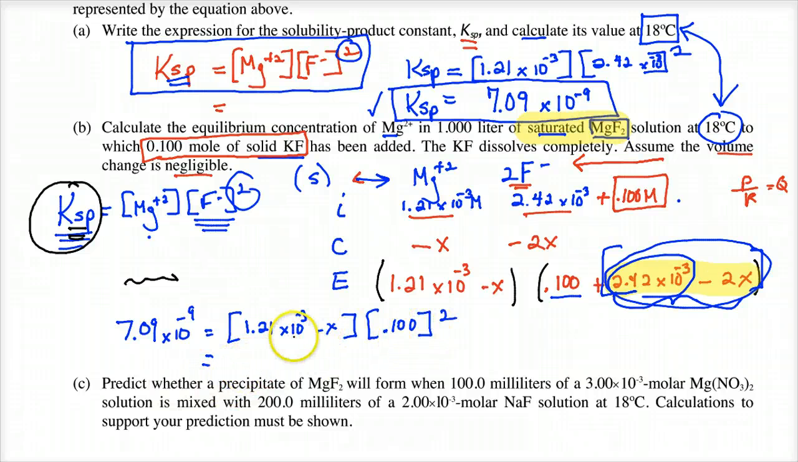When I square this and multiply it across, I get 7.09 times 10 to the negative 9 is equal to 1.21 times 10 to the negative 5. I just times it by 0.1 there, squared it, and I multiplied across, and I distributed that across. So that gives me negative 0.01x. For those that didn't know what I just did here, I squared this. 0.1 squared is 0.01, and then I distributed that to the x and to that.